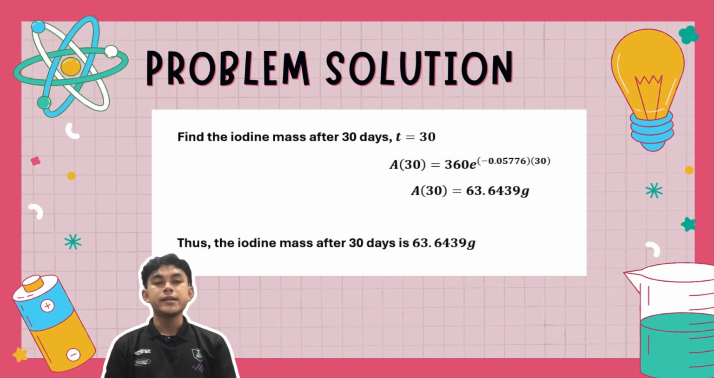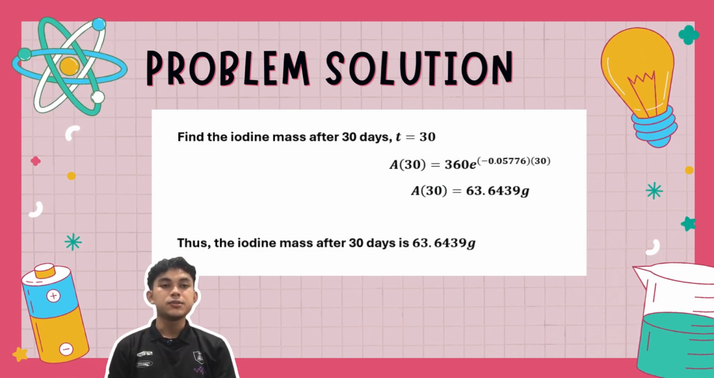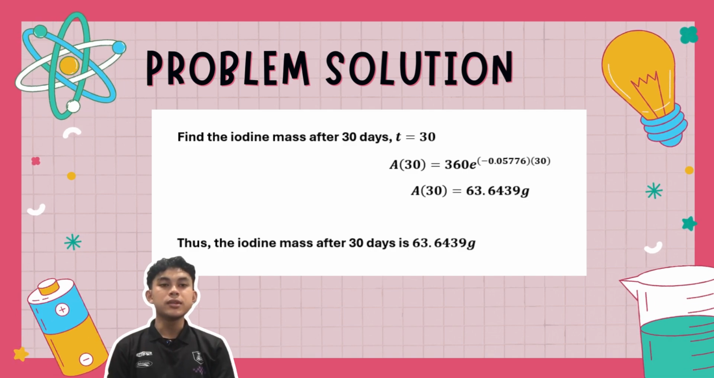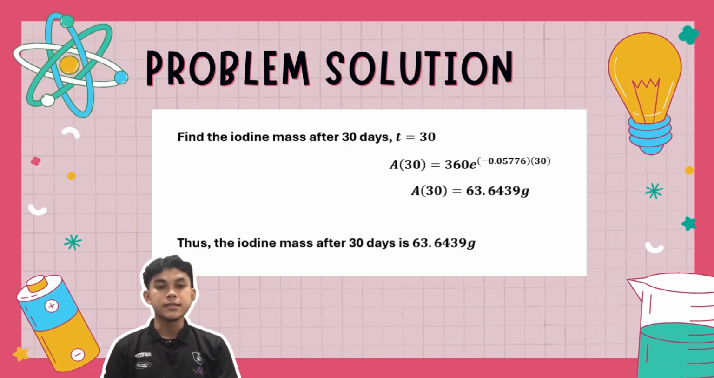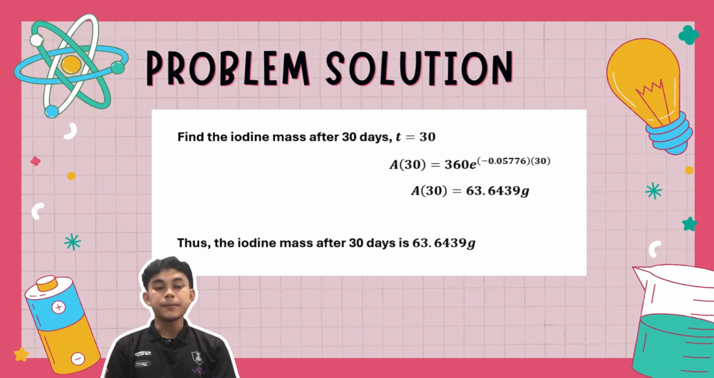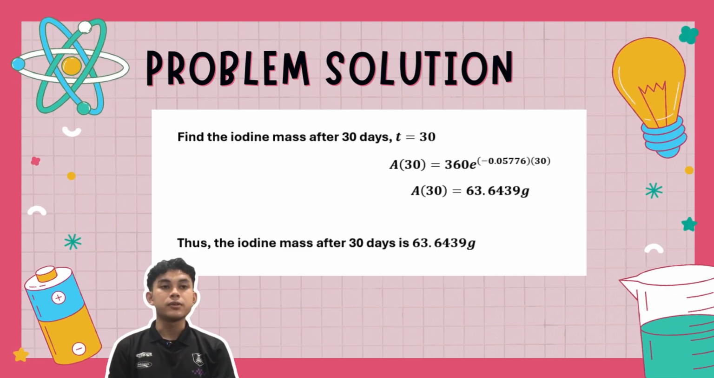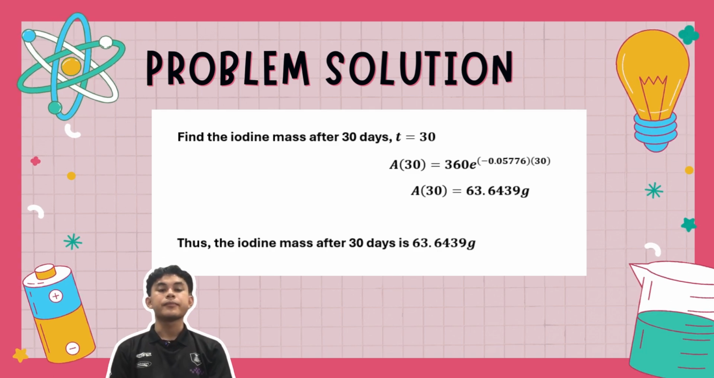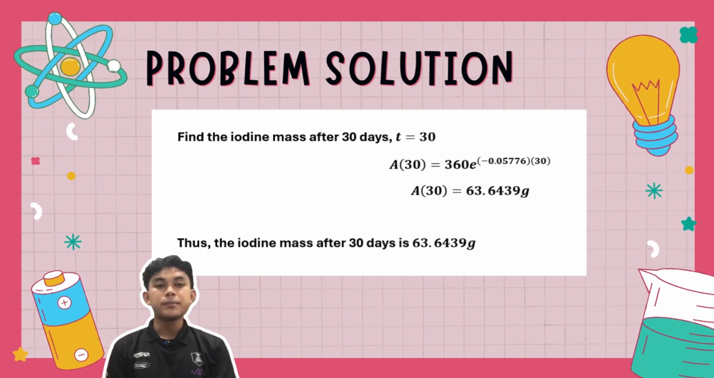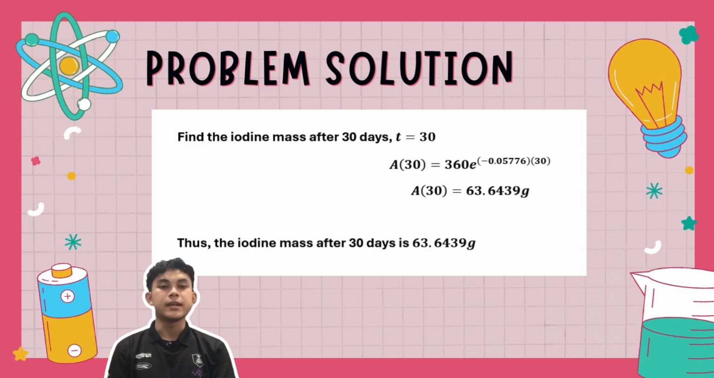Now, we need to find the iodine mass after 30 days by substituting t equals 30 into the equation that we derived just now. And we get the amount of iodine after 30 days equal to 63.6439 grams. Thus, the iodine mass after 30 days is 63.6439 grams.